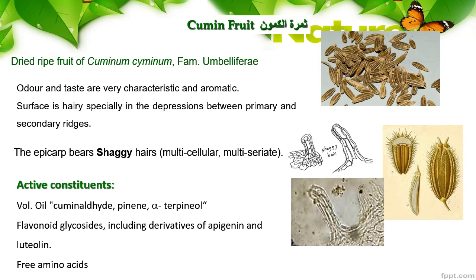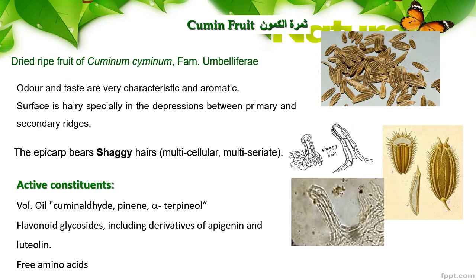The cumin, following the general character of umbelliferous fruit, bearing 5 prominent primary ridges, 4 less prominent secondary ridges. Under each primary ridge we have vascular bundle with reticulated parenchyma. Under each secondary ridge we have vitta, in addition to 2 additional vittae on the commissural surface.